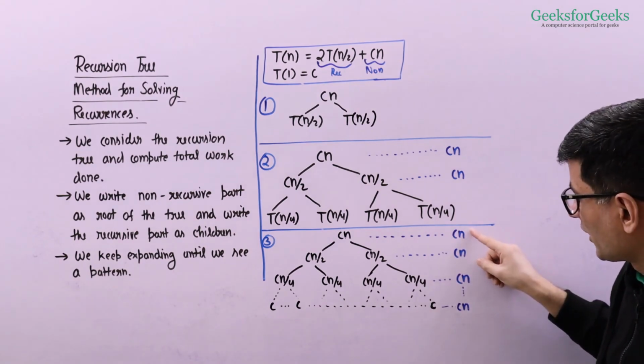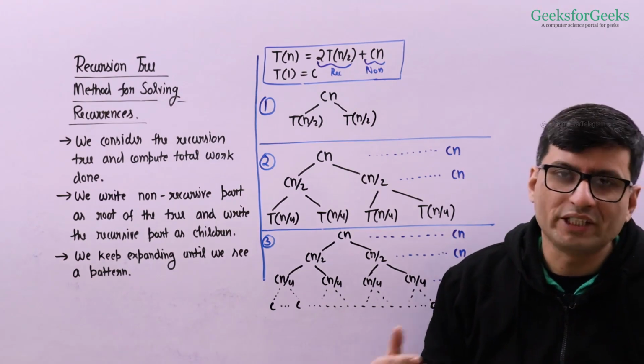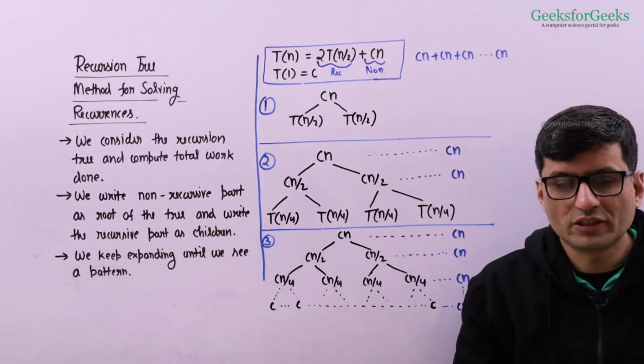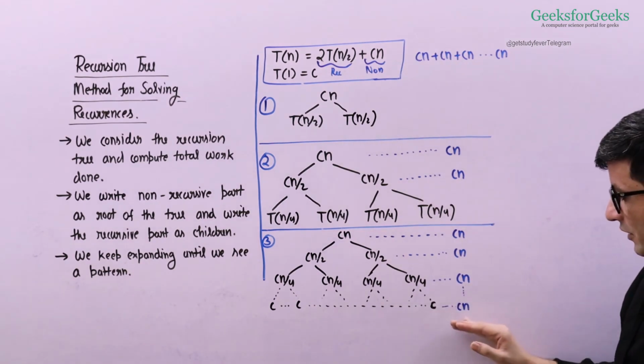We just need to find out how many terms the series has and we just need to add Cn that many times. So the total work done in this recursion tree is Cn plus Cn plus Cn and the last term is also Cn, right?